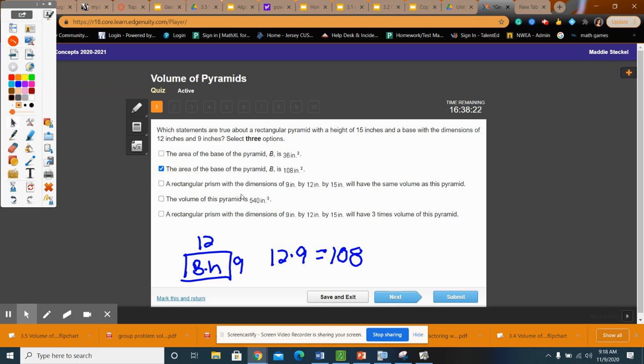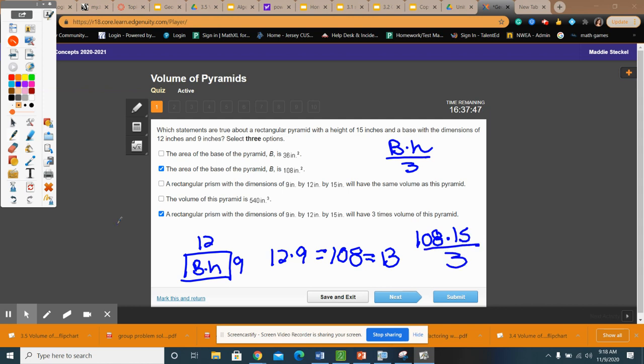A rectangular prism with the dimensions of 9 by 12 by 15 will have the same volume as a pyramid. Does a prism and a pyramid have the same volume? No, that's not right. Will a rectangular prism have 3 times the volume? Yes, it'll have 3 times the volume. The last one is correct. And let's see if we can actually find the volume. So big B is 108 times H divided by 3. So I'm going to take 108 times the H, which is 15, divide by 3.